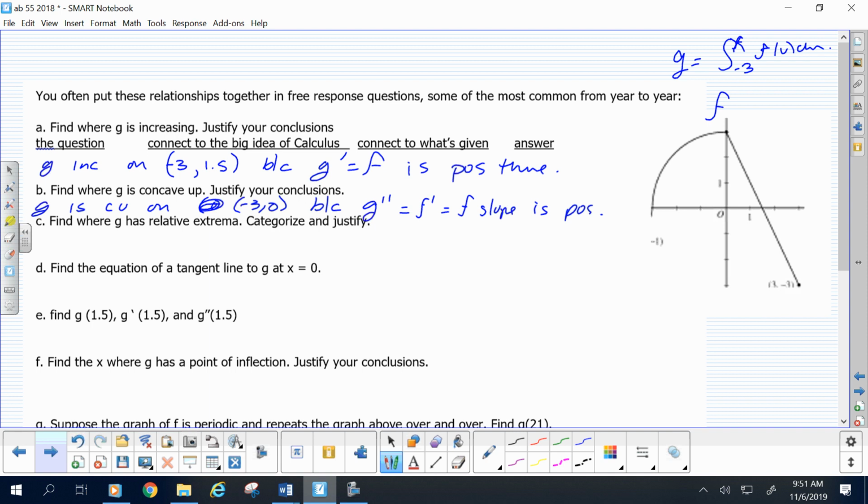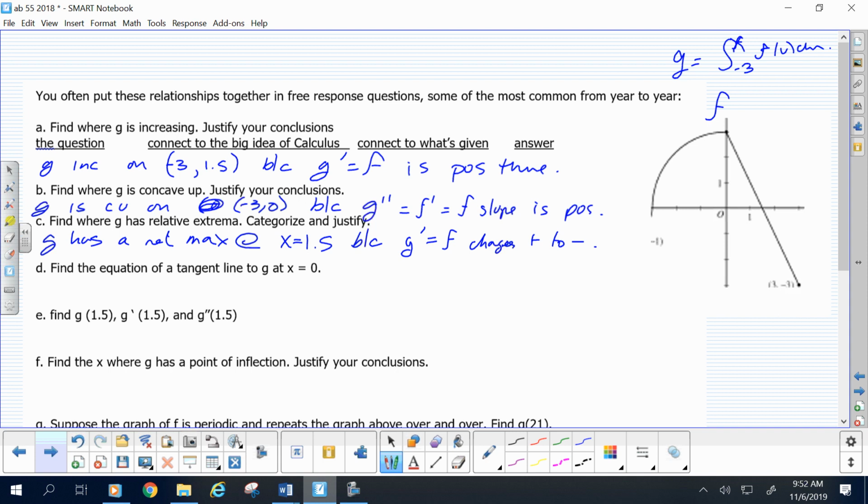All right. So here we go. G has a relative max at 1.5 because G prime, which equals F, goes positive to negative. Okay? Cool. All right, more basic calculus that we're applying in a different way.